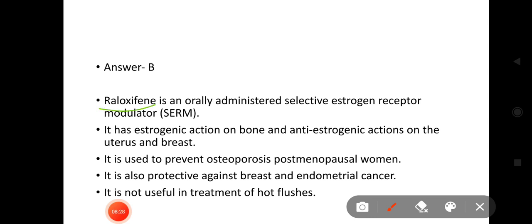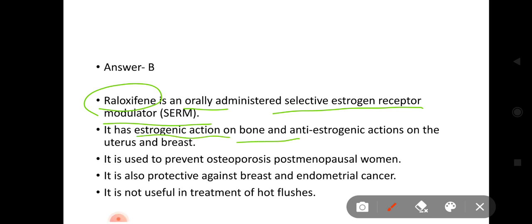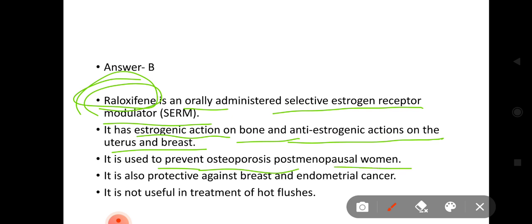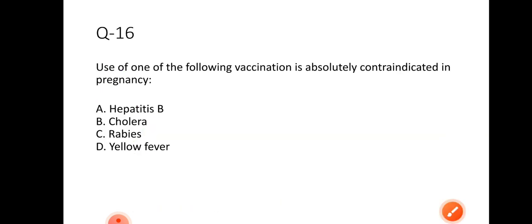So few points about the raloxifene. Raloxifene is an orally administered selective estrogen receptor modulator. It has estrogenic action on bone and anti-estrogenic action on uterus and breast. So these points can be framed as a question for raloxifene. It is used to prevent osteoporosis in postmenopausal women. It is also protective against breast and endometrial cancer, and it is not useful in the treatment of hot flushes.